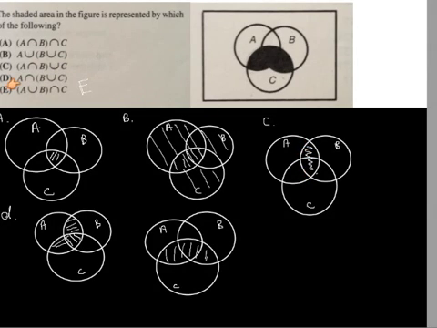Choice D, B union C is B and C combined, and then you want to get A intersection B union C, you'd expect this to be shaded right here. A union B intersection C is what's given in the figure, so the correct answer choice is E.